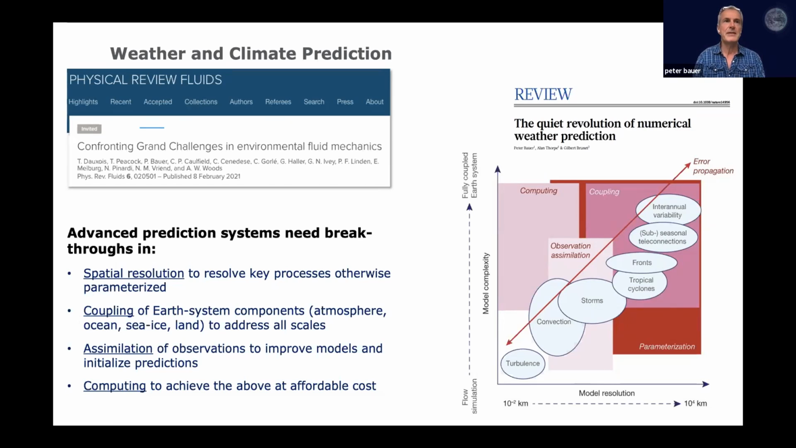Particularly, Catherine at the end mentioned assimilation. The advantage in weather prediction is that we verify our predictions every day. We know how to use observations to assimilate, to improve our initial conditions and the predictions themselves. But of course, we have to extend this to smaller scales and multi-phase as we do extend our models to smaller scales and multi-phase. And a lot of this is actually limited by computing. And I'm going to come to that.